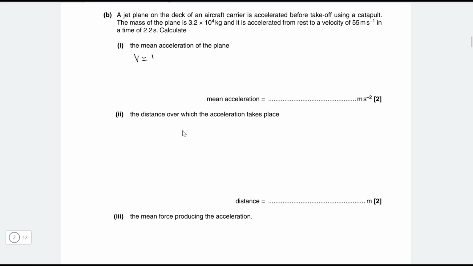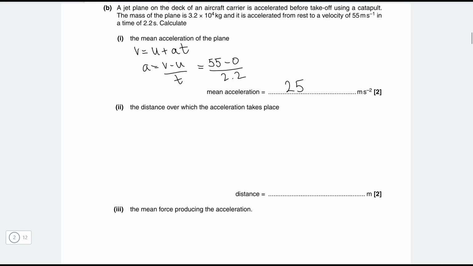For instance, we could just use v is equal to u plus at, and given the time, it's accelerated from rest, so we know that u is equal to 0, and we can just rearrange for a. So a will be v minus u divided by t. This is the definition of acceleration, really, and our final speed is 55, take away 0, divided by t, which is 2.2. Plugging that into a calculator, we're going to get about 25 meters per second squared.